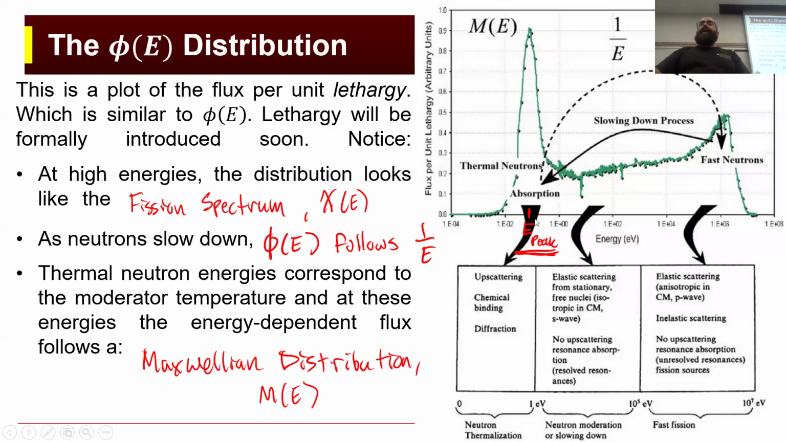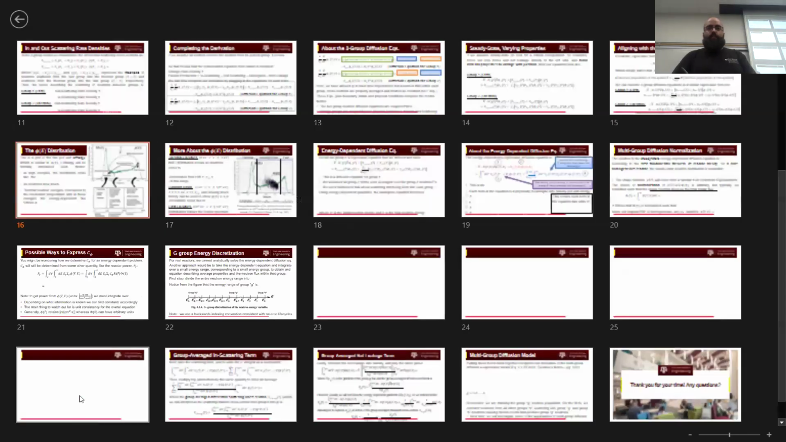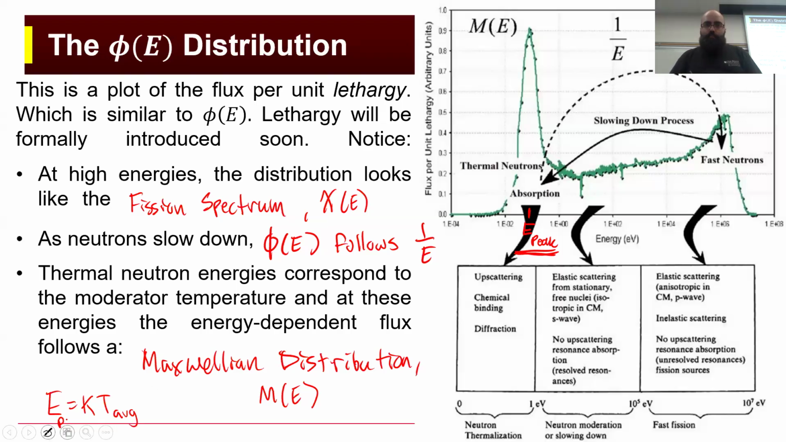And so the energy that corresponds to this peak, if I think about E equals kT, where k is my Boltzmann constant and T is the temperature of my materials in Kelvin, then this T, if I were to think about the T average of my moderator, that's what this E peak corresponds to. That peak energy corresponds to the average temperature of the moderator.